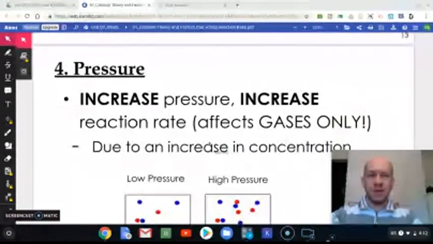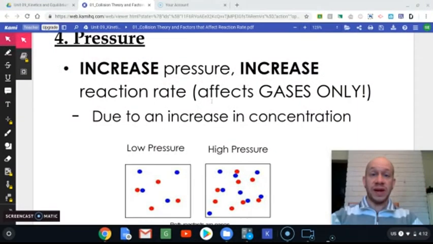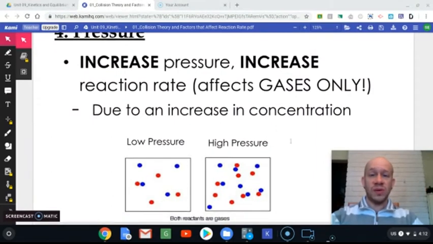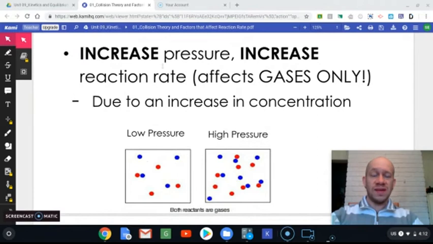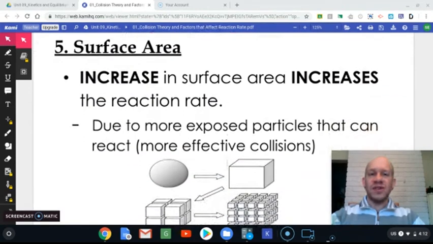The fourth factor is pressure. If I increase pressure, I can increase the reaction rate. However, this affects gases only. And this is due to an increase in concentration. So if I have a low pressure of gases, the particles are spread far apart. They have less chance of hitting each other. However, if I increase the pressure, now my gas particles are closer together and thus have a higher chance of having an effective collision.